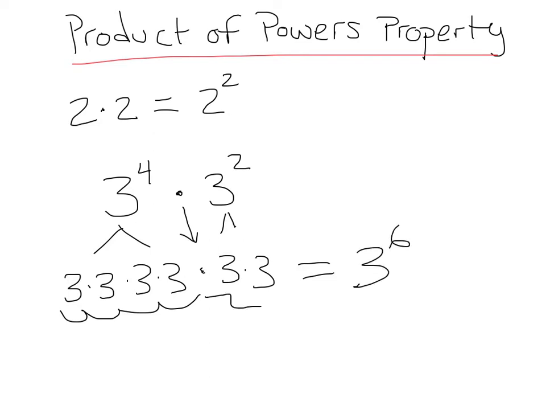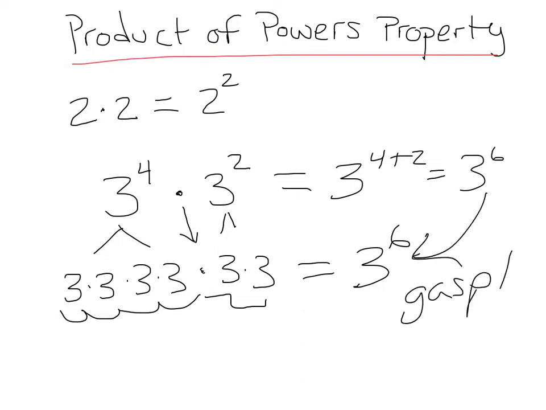Yay! Let's think with our brains a little bit more and see how 3 to the 4th times 3 to the 2nd is the same thing as 3 to the 4 plus 2, which is 3 to the 6th. Gasp. That's crazy.